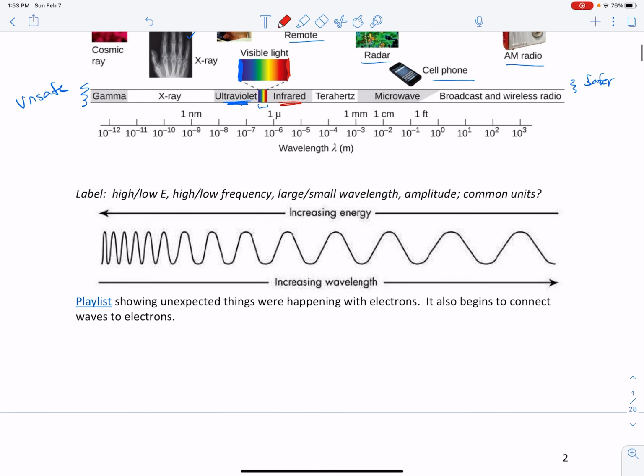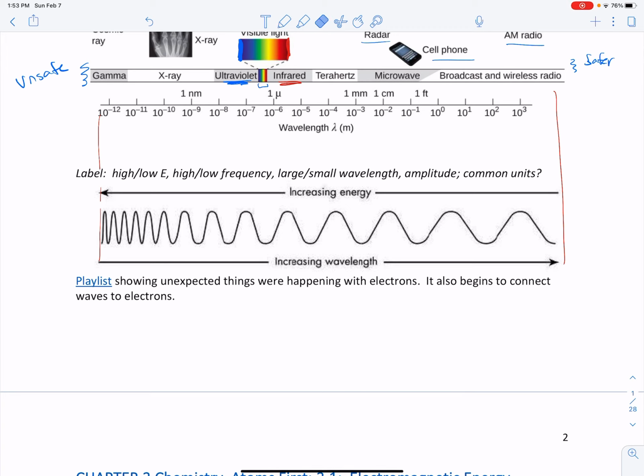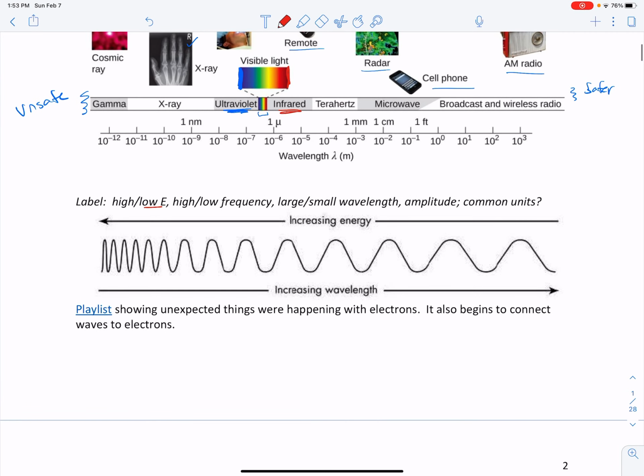This lower section scale matches with what you're seeing up here, so you can kind of think of this as one whole unit in a way. So the low energy side is going to be over here. This is low energy. This side is high energy.